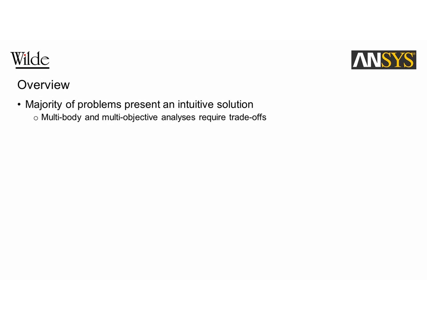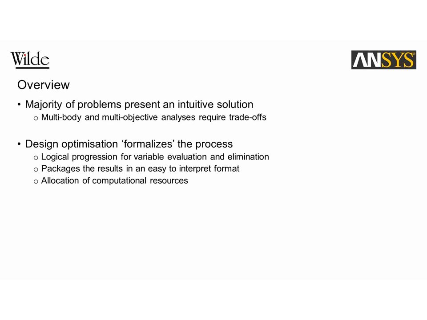Sometimes, however, in multi-body analyses, more complicated multi-objective analyses, the parameters that matter are not very obvious. They require some sort of trade-offs. And this is where design optimization really comes into its own. Because what design optimization does is it formalizes the process. So it forces you to logically go through variables, to consider variables, to evaluate the variables, and then to eliminate them based on objective mathematical modeling.